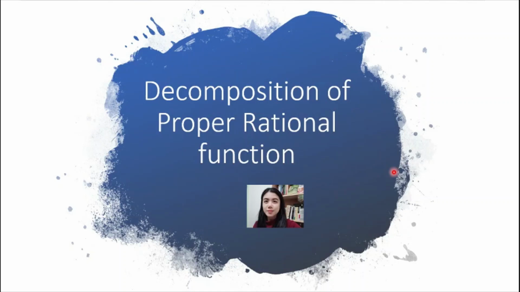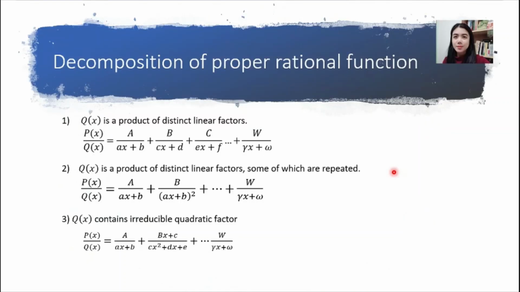Okay, let's just look at the decompositions of proper rational functions. If you want to decompose them, you come across three general cases. The first general case is when Q, your denominator, is a product of distinct linear factors. What does distinct linear factor mean? It means that they have different forms of factors.